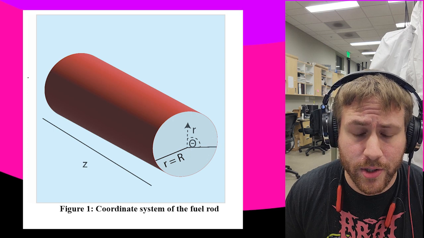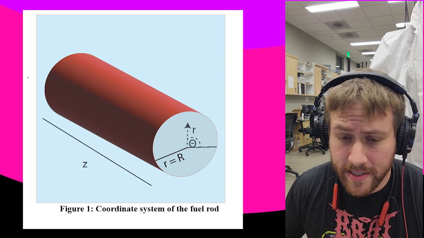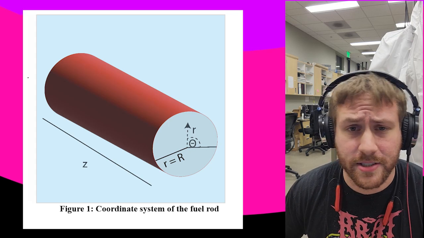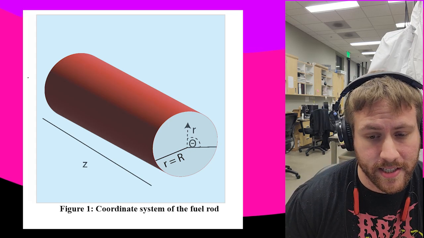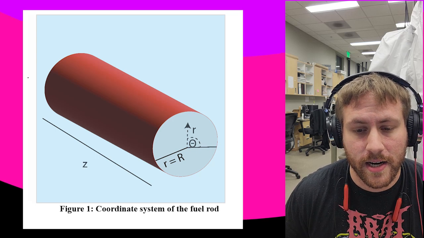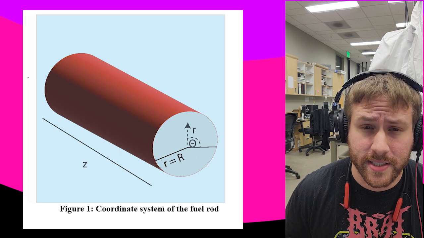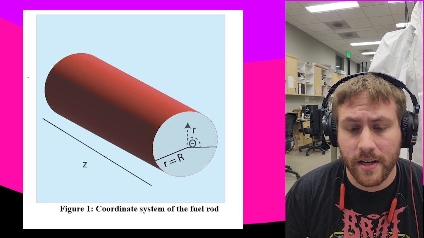So here is the coordinate system we'll be looking at. Obviously, because the rod is a cylinder, cylindrical coordinates make a lot of sense to use. So we have 3 dimensions to consider. We have the z dimension, which is the axial direction of the rod.